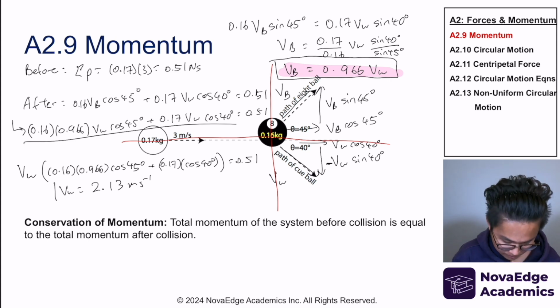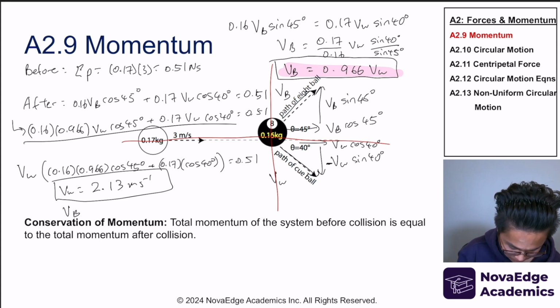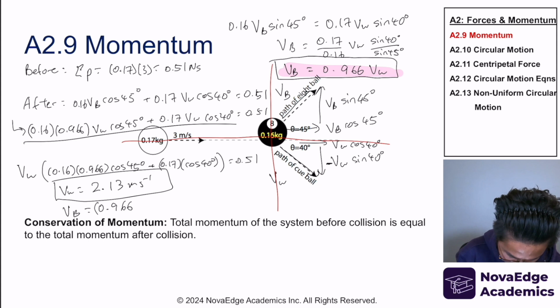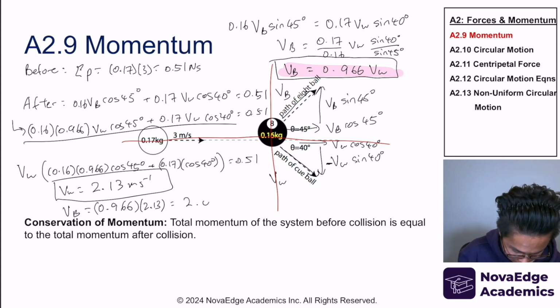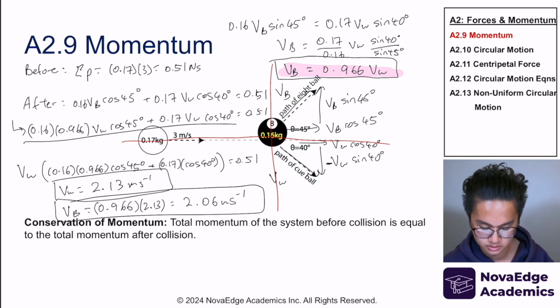Okay, so now that we found V white, I can find V black. Now V black is equal to 0.966 times 2.13, which is equal to 2.06 meters per second. So that's how I solved for the velocity of the white ball and the black ball after collision at different angles. Okay, this is a bit advanced. It probably might not come up in your exam, but it's good to know how to do this.